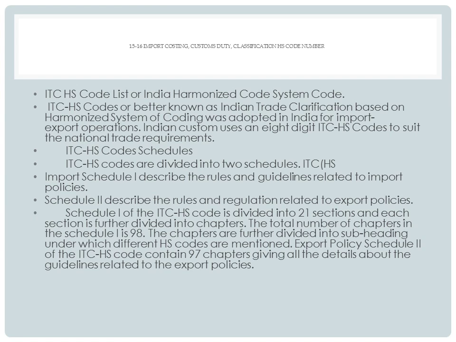ITC HS code list of India, Harmonized System Code. ITC HS code, better known as Indian Trade Classification, based on the Harmonized System of Coding, was adopted in India for import and export operations. Indian Customs uses an 8-digit ITC-HS code to suit the national trade requirements.